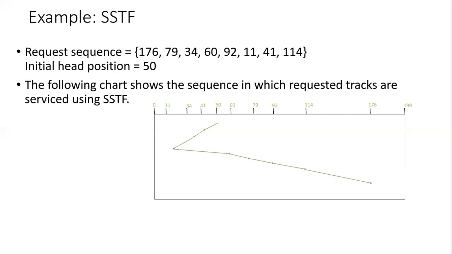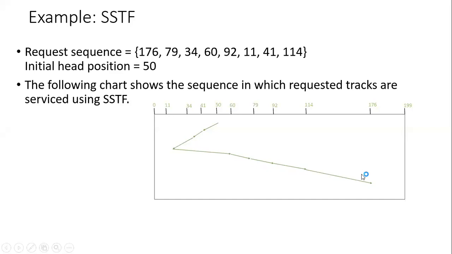In this case, it will find that 41 is nearer as compared to the others. 41 is nearer to 50, so 41 will be accessed first. Then you can see 34 is nearer, so 34 will be accessed next. Then 11 will be accessed. Then 60. Then after 60, you can see 79 will be accessed. Then 92, 114, and 176.